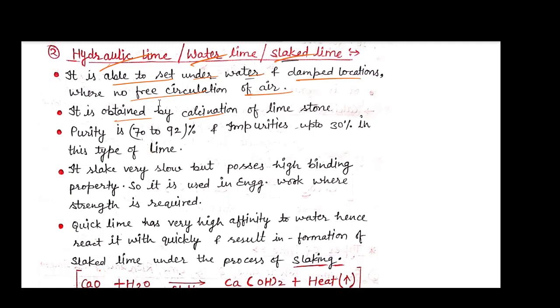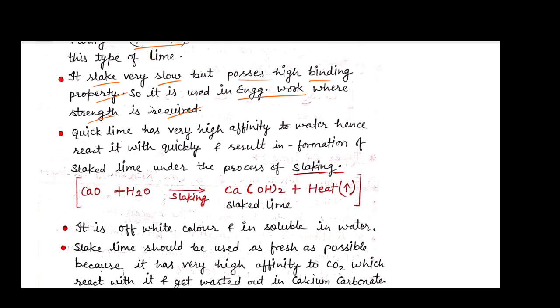It is obtained by calcination of limestone. Here the purity of limestone is around 70 to 92% and the impurity level is around 30%. So it is the second class of pure lime. It slakes very slowly but possesses high binding property. Its slaking process is slow, but once it is done, it gives a high binding property, so it is used in engineering works where strength is required. So it can be used in construction work where strength is required. Third is quicklime, which has a very high affinity to water.